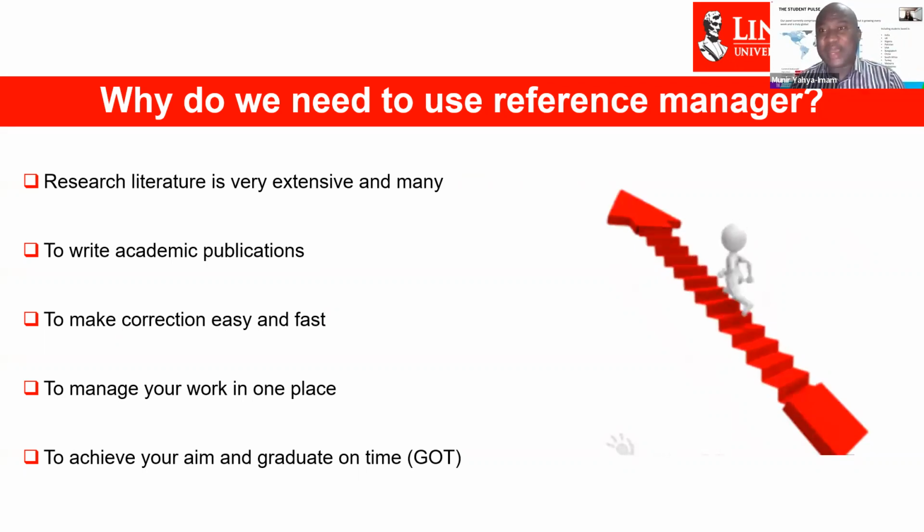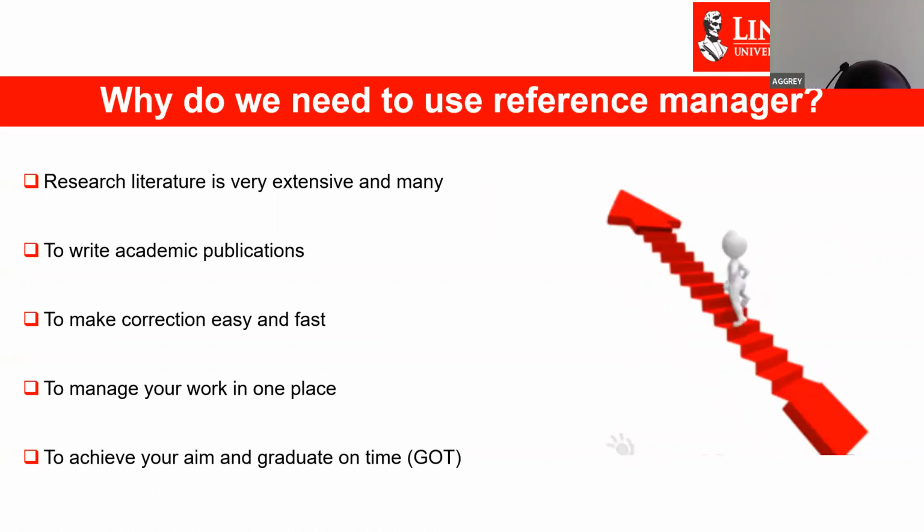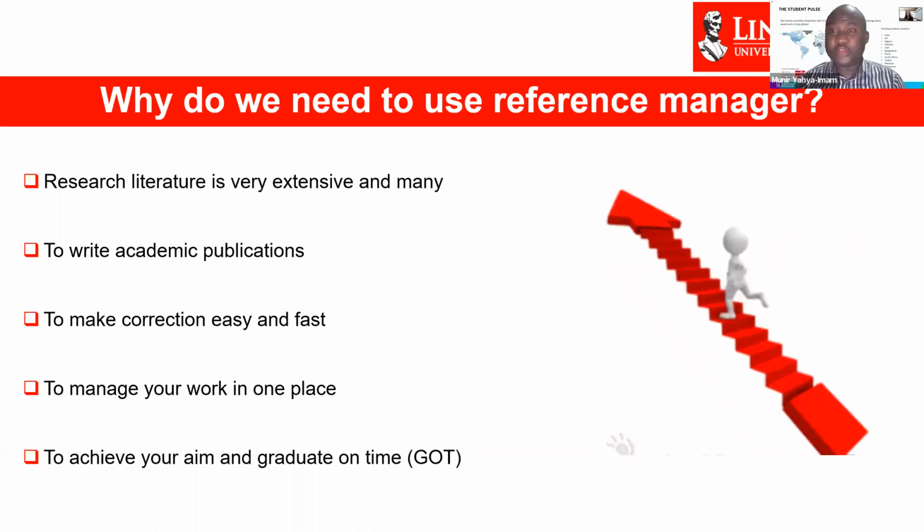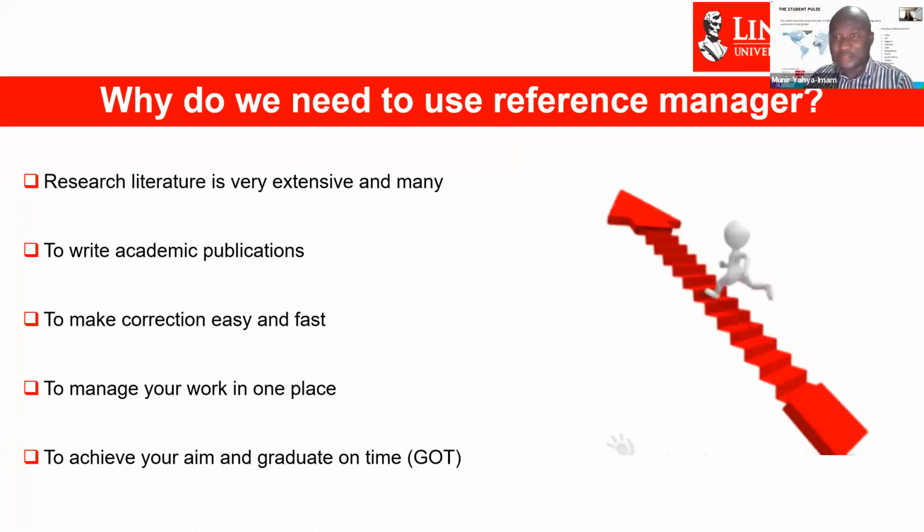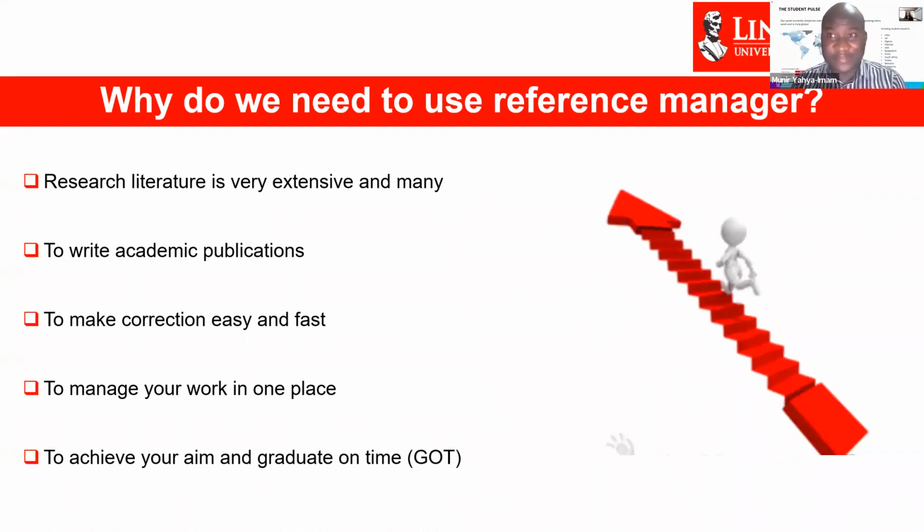So in a situation whereby, let's say you remove or delete the 5th citation, okay? Let's assume you deleted the 5th citation. With the help of the reference manager, it will update itself. Okay, you don't have to worry. You don't have to start counting again to make sure that everything is in order. So it makes correction easy and fast.